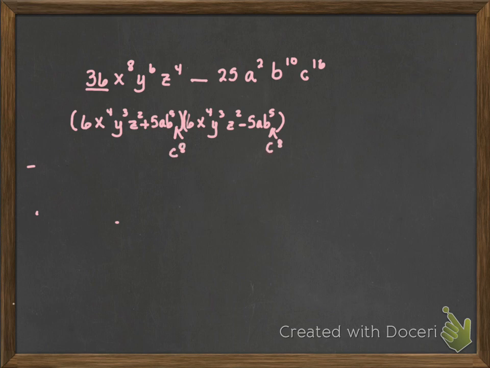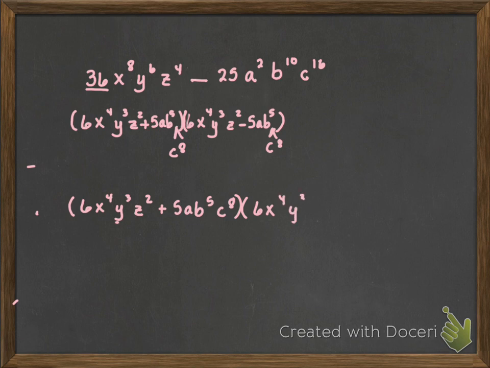So let me rewrite this whole thing a little bit neater. We have 6x to the 4th, y cubed, z squared, plus 5a b to the 5th, c to the 8th. And then the other factor would be 6x to the 4th, y cubed, z squared, minus 5a b to the 5th, c to the 8th.